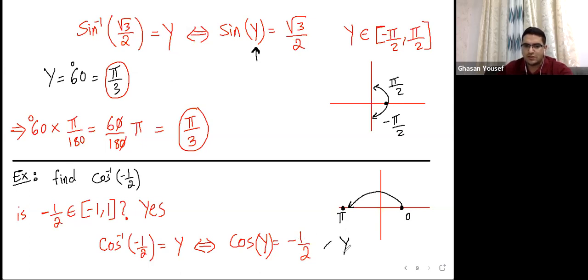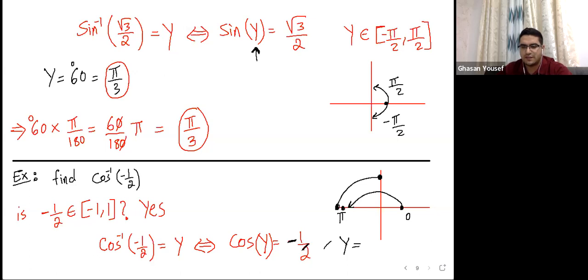Okay, so what's the value of y? If I plug it inside the cosine, it will give me minus 1/2. Because the cosine here gives me a minus, this means the angle must be in the second quadrant, right? The angle should be in this quadrant, from here to here. Why? Because the answer for the cosine is negative 1/2.